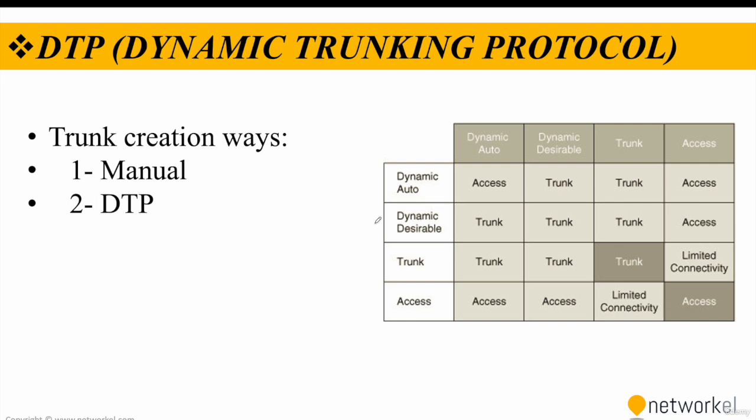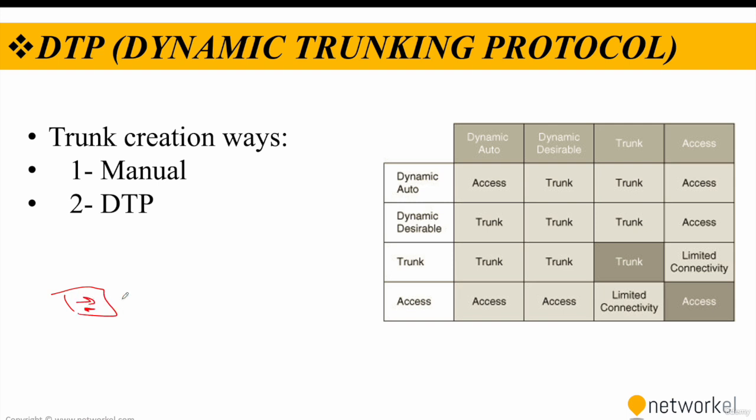We have dynamic auto, which makes the Ethernet port willing to convert the link to a trunk link. So the port becomes a trunk if the neighboring port is set to trunk or dynamic desirable mode. This is the default mode for all Ethernet ports. And we have the dynamic desirable, which makes the port actively attempt to convert the link to a trunk link. So the port becomes a trunk port if the neighboring Ethernet port is set to trunk, dynamic desirable, or dynamic auto mode.